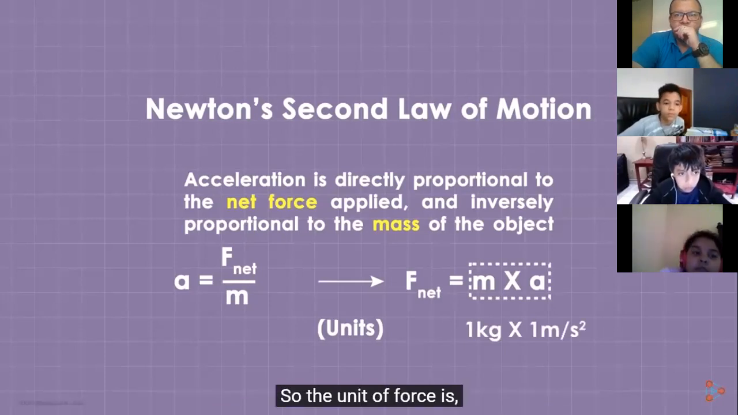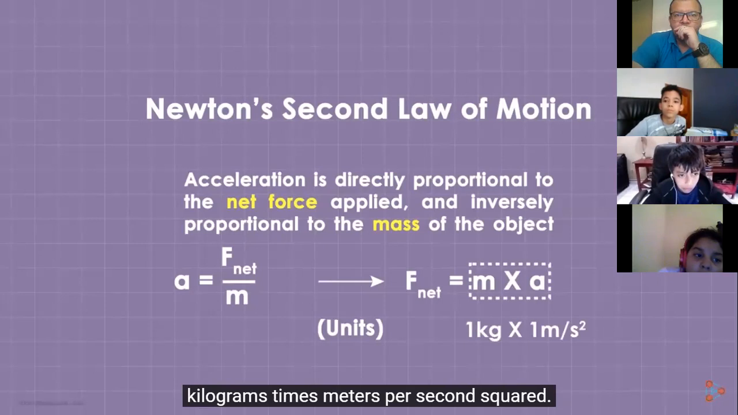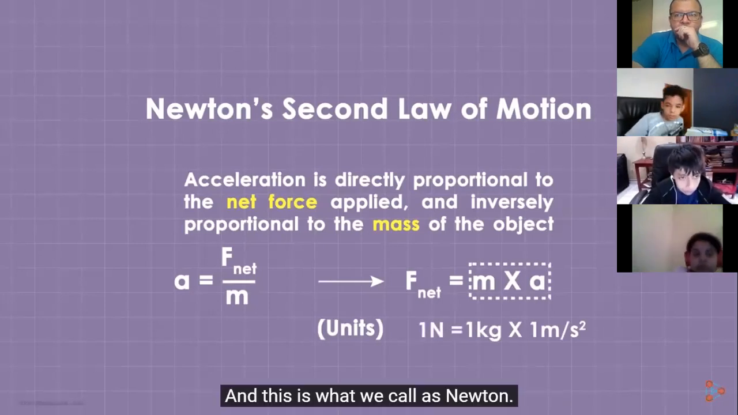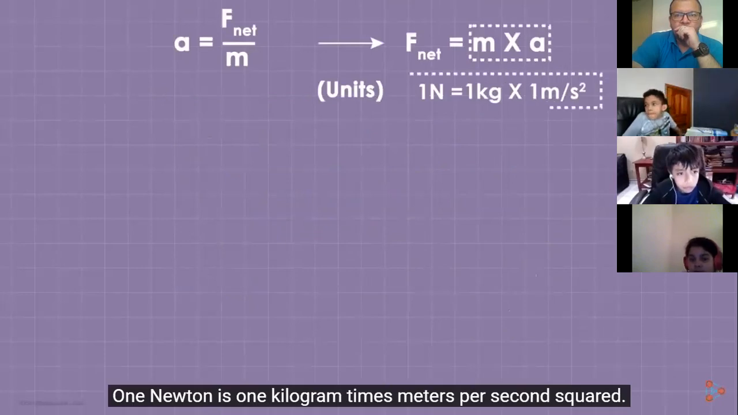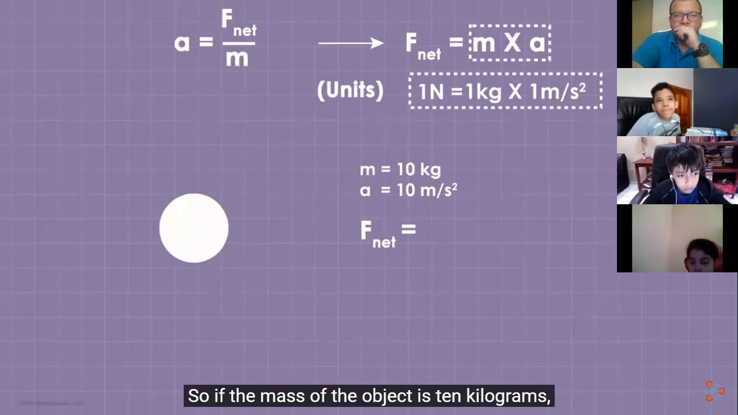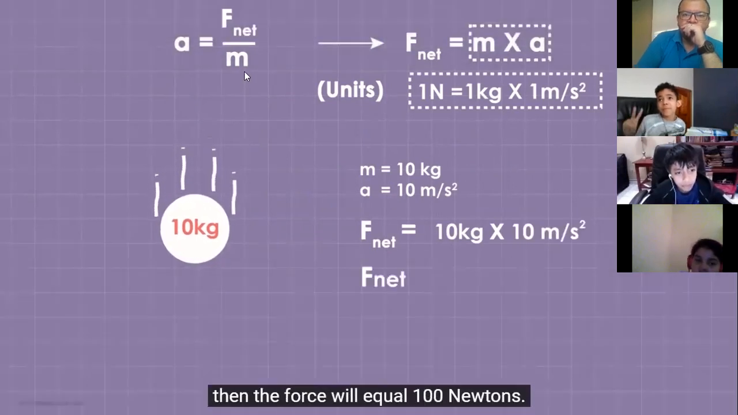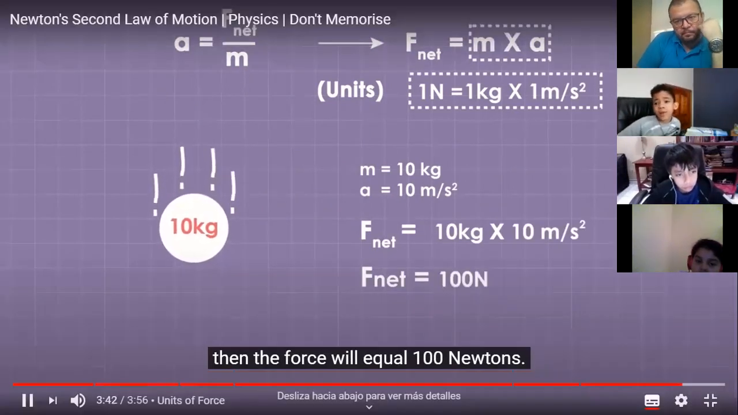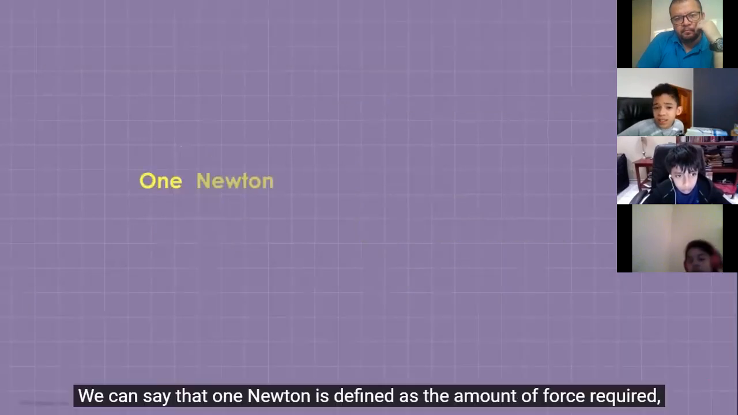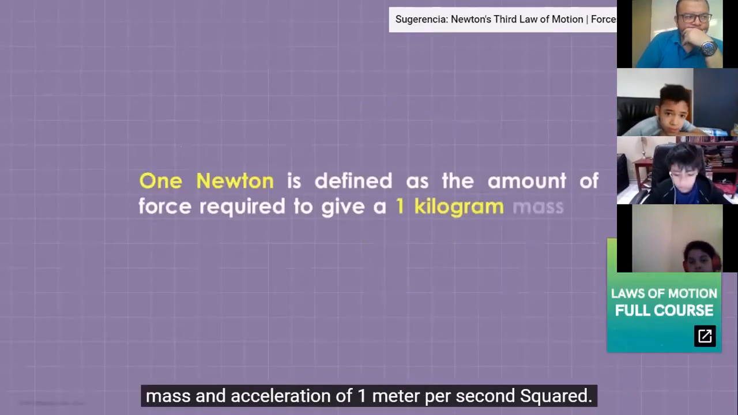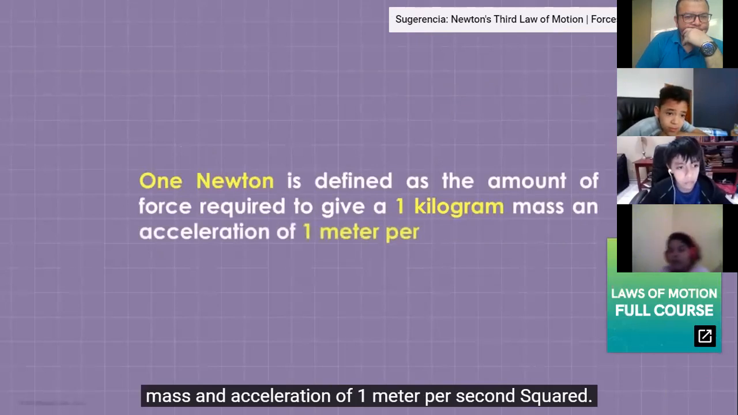So the unit of force is kilograms times meters per second squared, and this is what we call a Newton. 1 Newton is 1 kilogram times meters per second squared. So if the mass of the object is 10 kilograms and the acceleration is 10 meters per second squared, then the force will equal 100 newtons. We can say that 1 Newton is defined as the amount of force required to give a 1 kilogram mass an acceleration of 1 meter per second squared.